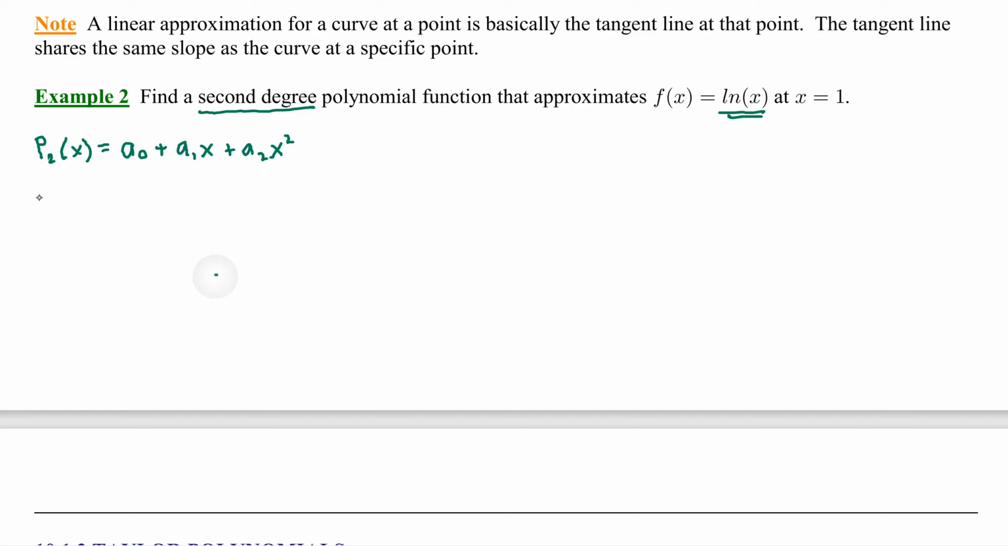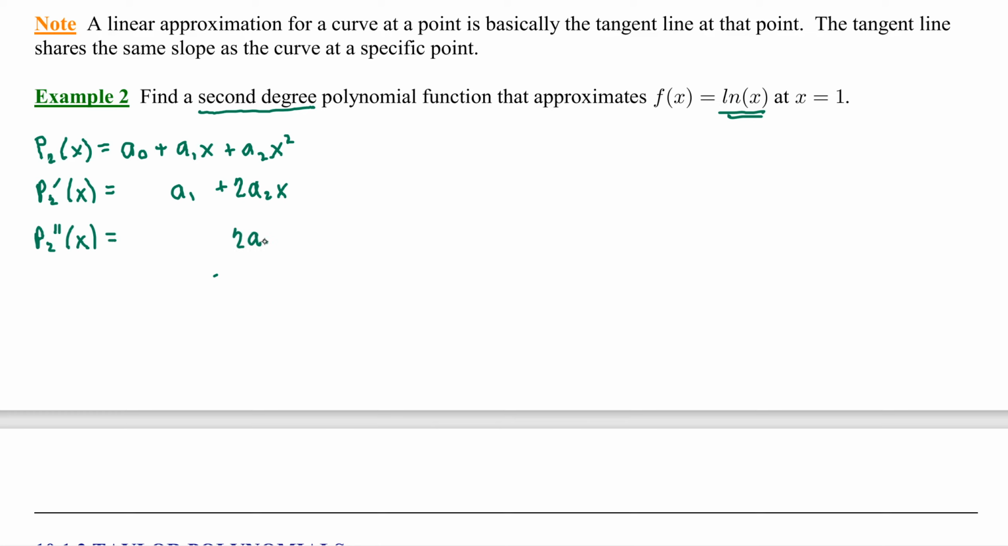So let's find the first derivative of our polynomial function. We could write it a sub 1 plus 2 a sub 2 x. And our second derivative, by the way, I'm going for a second derivative because I'm finding a second degree polynomial, would be 2 times a sub 2.